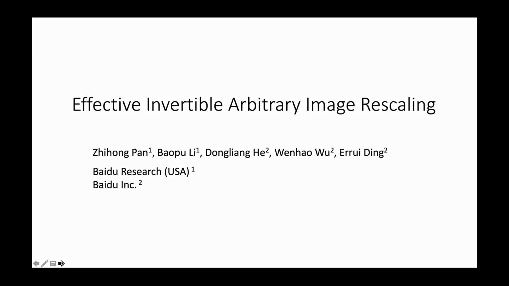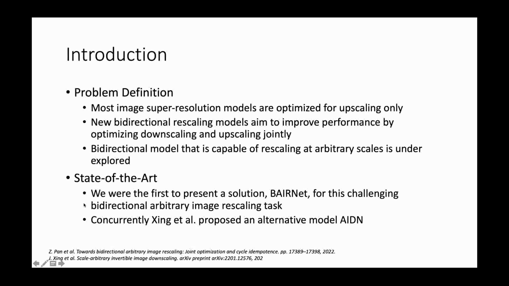Effective invertible arbitrary image rescaling. Most image super resolution models are optimized for upscaling only. Some new bidirectional models aim to improve it by optimizing downscaling and upscaling jointly, but they are limited to fixed scales mostly, and the bidirectional model that is capable of rescaling of arbitrary scales is underexplored.